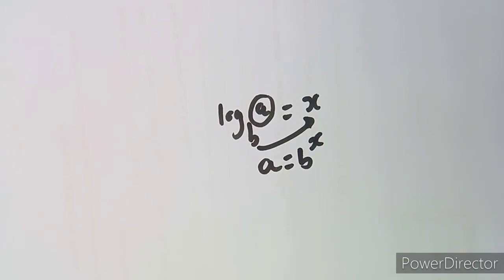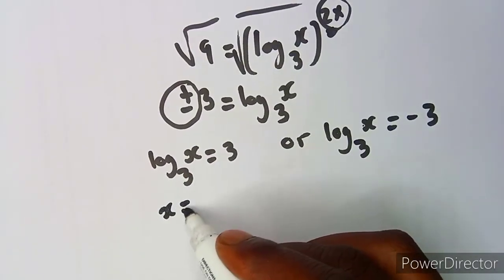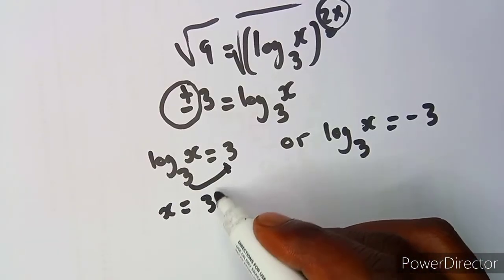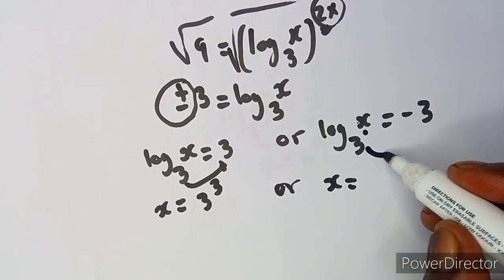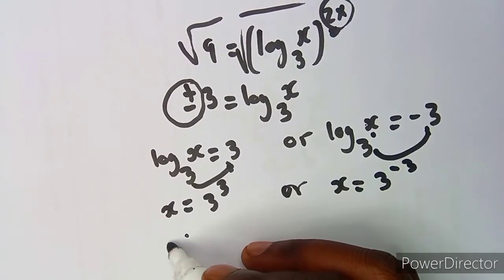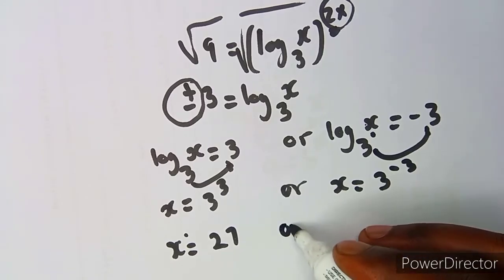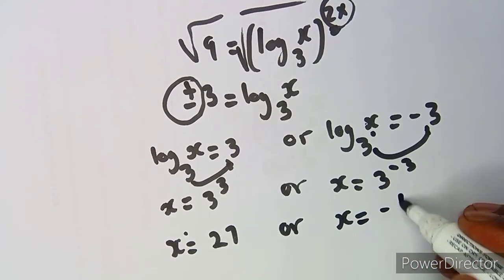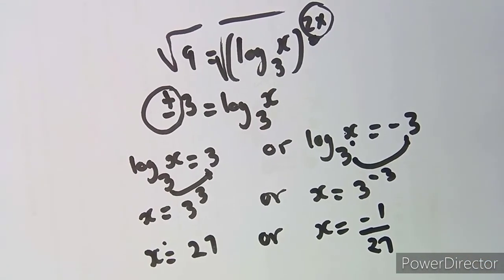So if we are to apply this concept, in this case we have x, so it's going to be x equivalent to 3 to the exponent of 3, or another x, which is x equivalent to 3 to the exponent of negative 3. From your calculator, x is going to give you 27, 3 to the exponent of 3, or the other x is going to give you negative 1 over 27. So these are the values of x that we are talking about.